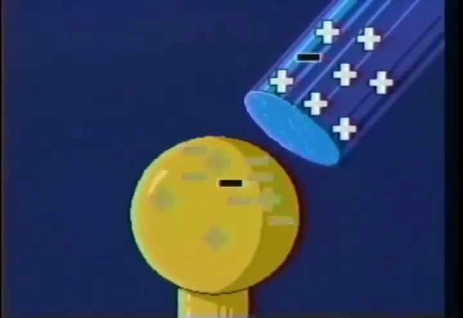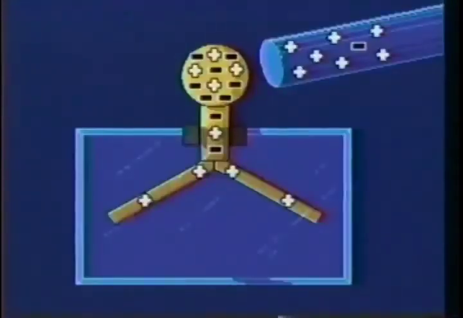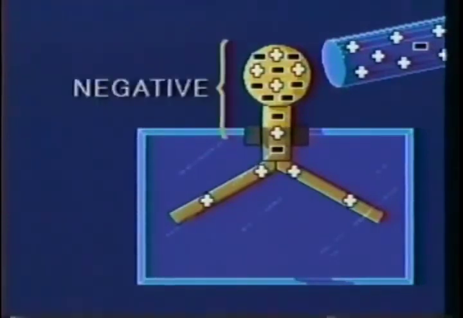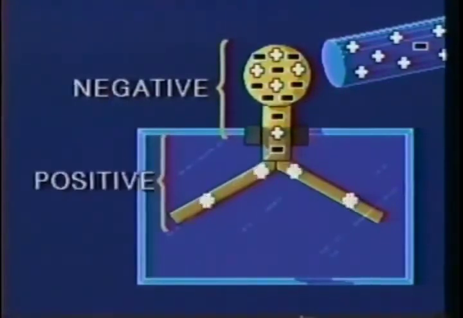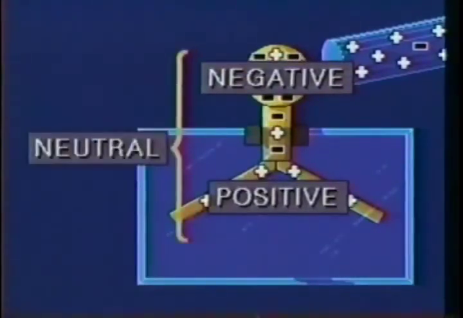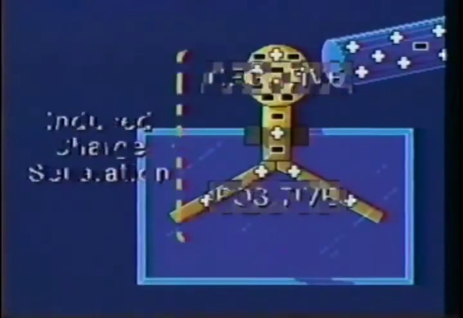So, for each electron on the knob, the attractive force of the positively charged rod is balanced both by the repulsive force of the other electrons near it and the attraction of the positively charged leaves. If we look at the electroscope as a whole, we find that the top is negatively charged and the bottom is positively charged. Since no charge has been transferred, the electroscope as a whole is still neutral. It has, however, experienced induced charge separation.